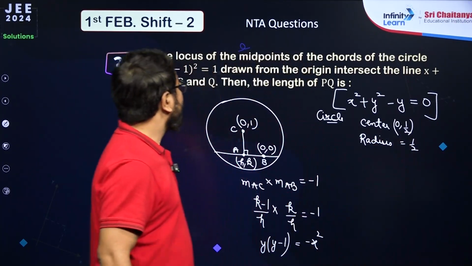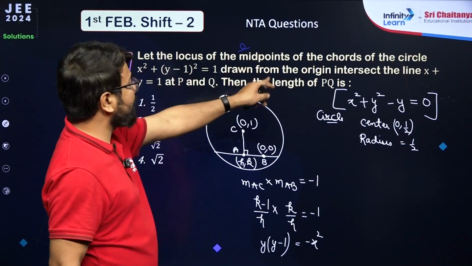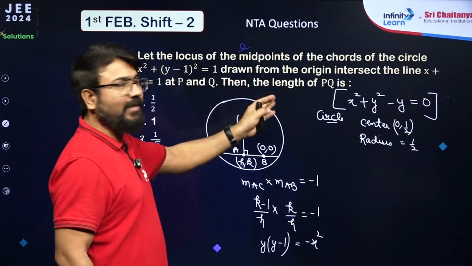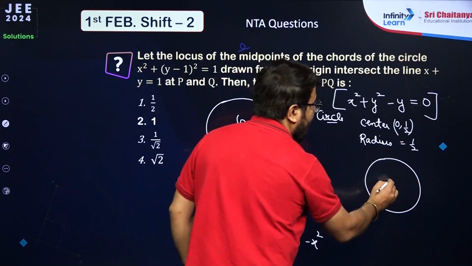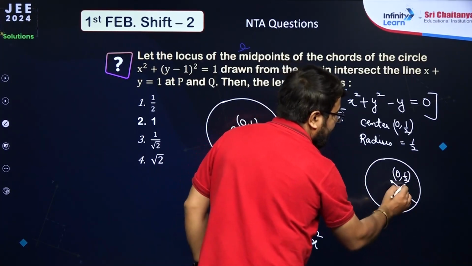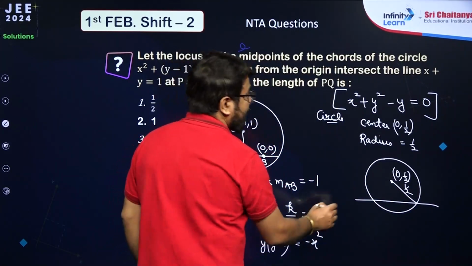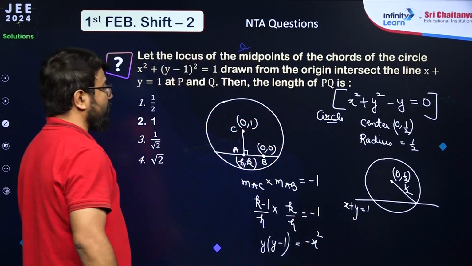Now what they are asking? So the locus drawn from the origin, locus intersect the line at the 2 points P and Q, then the length of PQ they are asking for. So this circle is having the center at (0, half) and the radius is 1/2. Now the line is being given to you with the equation x plus y is equals to 1.